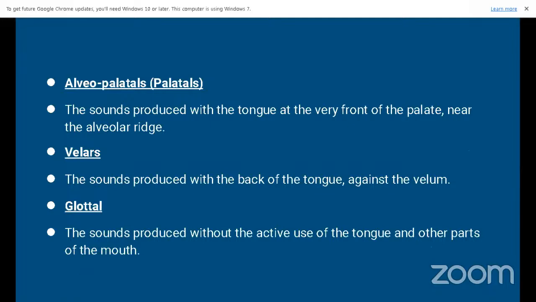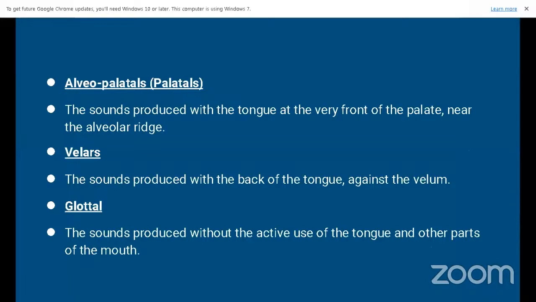Now you have alveopalatals, the sounds produced with the tongue at the very front of the palate near the alveolar ridge. For example, ch, j, sh. Ch, j, all these are palato-alveolar. Then you have velars, the sounds produced with the back of the tongue against the velum.